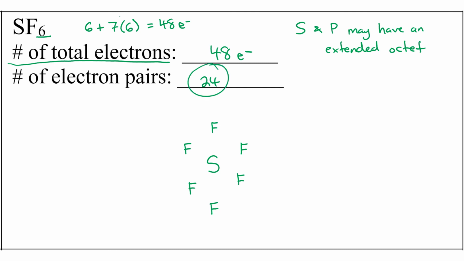So I'm going to start adding my pairs now. 1, 2, 3, 4, 5, 6, 7, 8, 9, 10, 11, 12, 13, 14, 15, 16, 17, 18, 19, 20, 21, 22, 23, 24. So there are 24 pairs. Everybody is considered to be stable. So this is my structure, y'all.